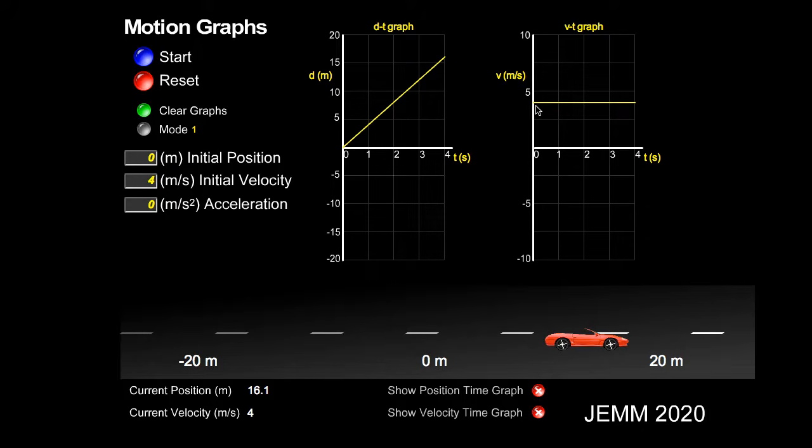And here's what it looks like on a velocity time graph. Notice the slope of this line is exactly 0. That's because the object is not accelerating. And the acceleration here is 0.